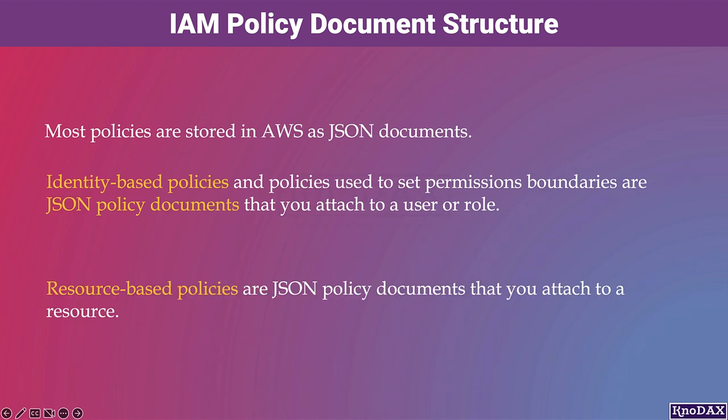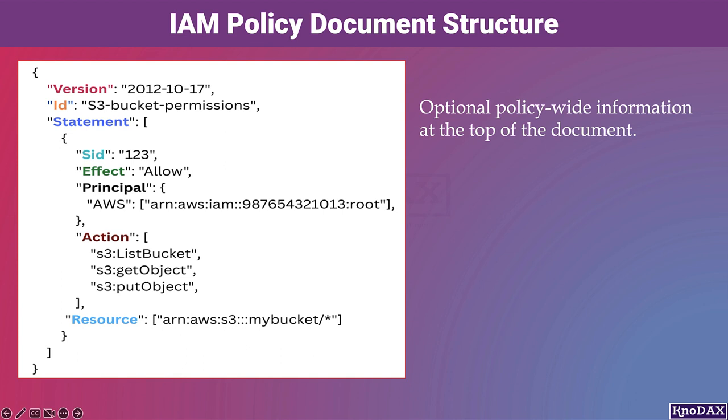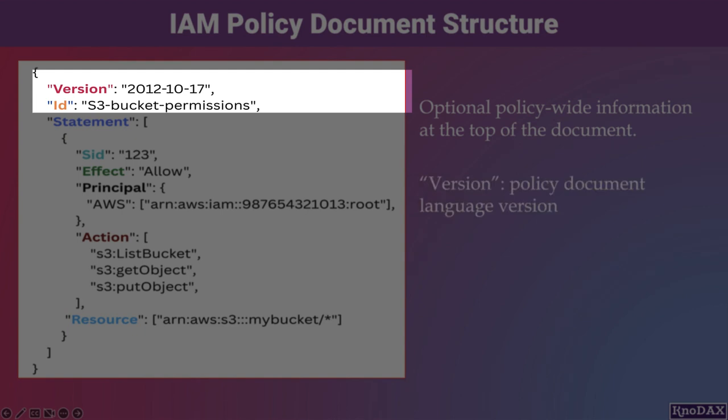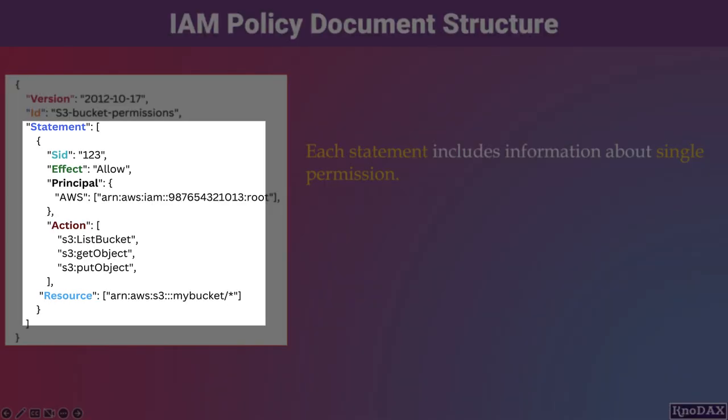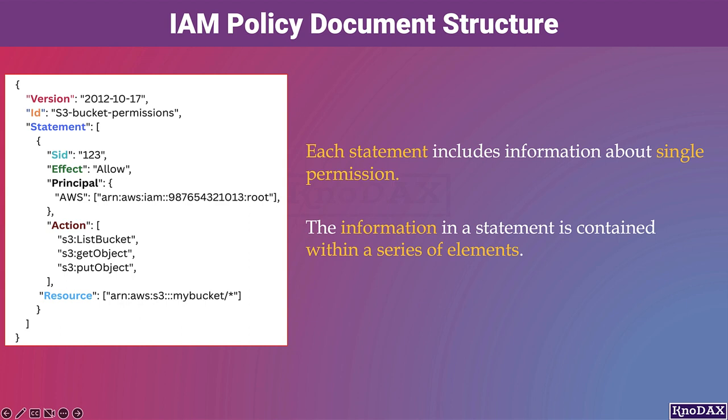A JSON policy document includes the following elements: optional policy-wide information at the top of the document. In this, we have Version, which is the policy language version, and another is ID, which is an identifier for the policy. The ID is optional. Each statement includes information about a single permission. The information in a statement is contained within a series of elements.